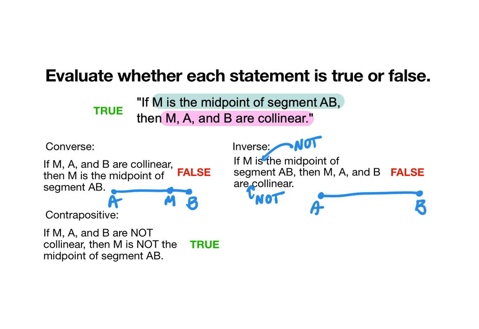A, B, M. So you can see in this case, M is not the midpoint of segment AB, but M, A, and B are still collinear. So this statement's false. The contrapositive actually is true. If M, A, and B are not collinear, then M is not the midpoint of segment AB. In order for M to be a midpoint of a segment, it has to be on the segment and therefore collinear.